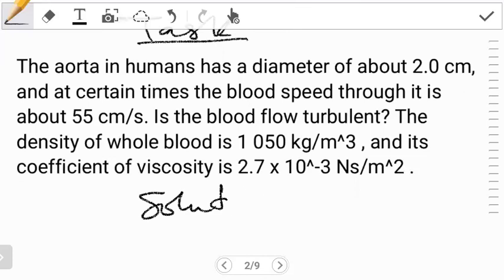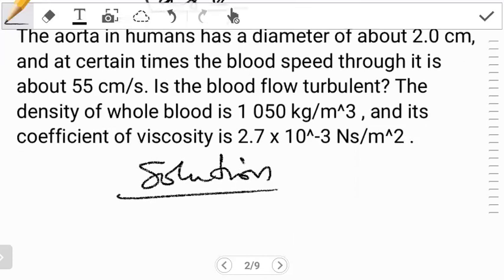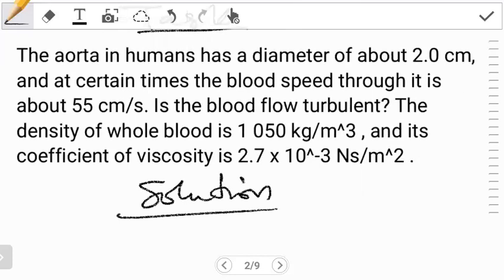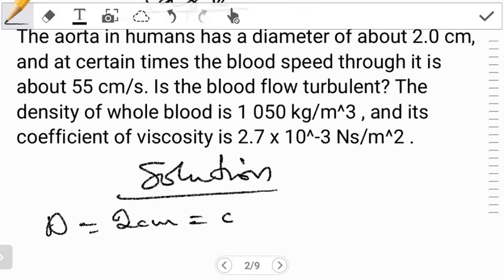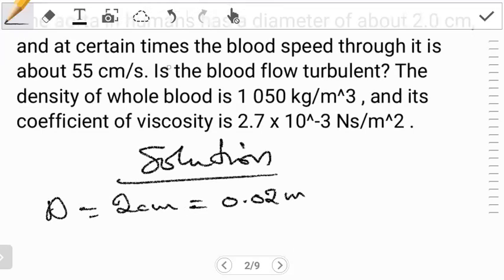Ideally from the question, we're being told that the aorta in humans has a diameter of about 2 centimeters. So we can straight away convert this to meters. This is going to be 0.02 in meters. And then next up, at certain times, the blood speed through it is about, so here I've been told what the speed is, again I'm using small letter v, 55 centimeters per second. Again, I want to use standard units. I want to convert this 55 centimeters per second to meters per second.